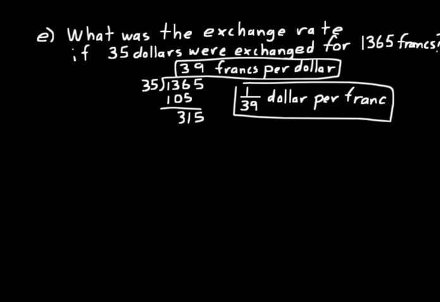39 francs per dollar is 1/39th dollar per franc. Or it means that there's 1/39th of a dollar for every franc.